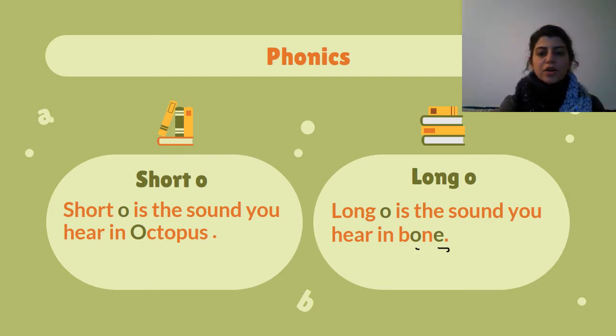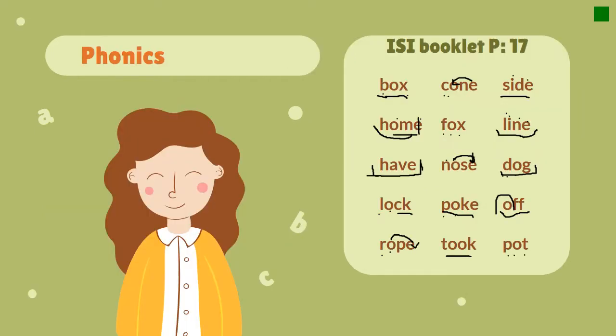Letter O and letter E work together to make the long O sound. Now let's read our phonics list together. While I'm reading, please try to spell the words with me. Box. Here we have the word box with the short O sound.